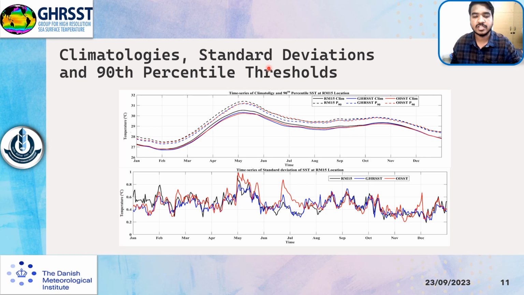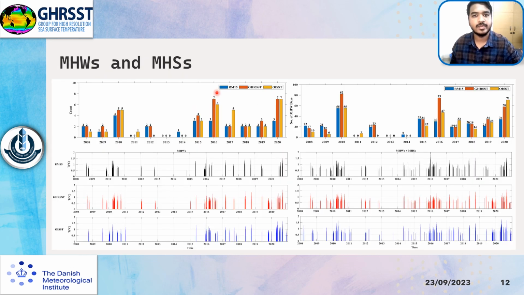Similarly is the case for 90th percentile threshold, where Raman buoy remains highest except for few periods where OSST either overlaps or dominates the RM15 threshold. This overestimation corresponds to the period of high standard deviation in OSST datasets, which are utilized to calculate thresholds. GHRSST consistently underestimates both climatology and threshold when compared to RM15. This analysis of climatology and standard deviation is important as these are used for threshold calculation, which are utilized in detecting marine heat waves.